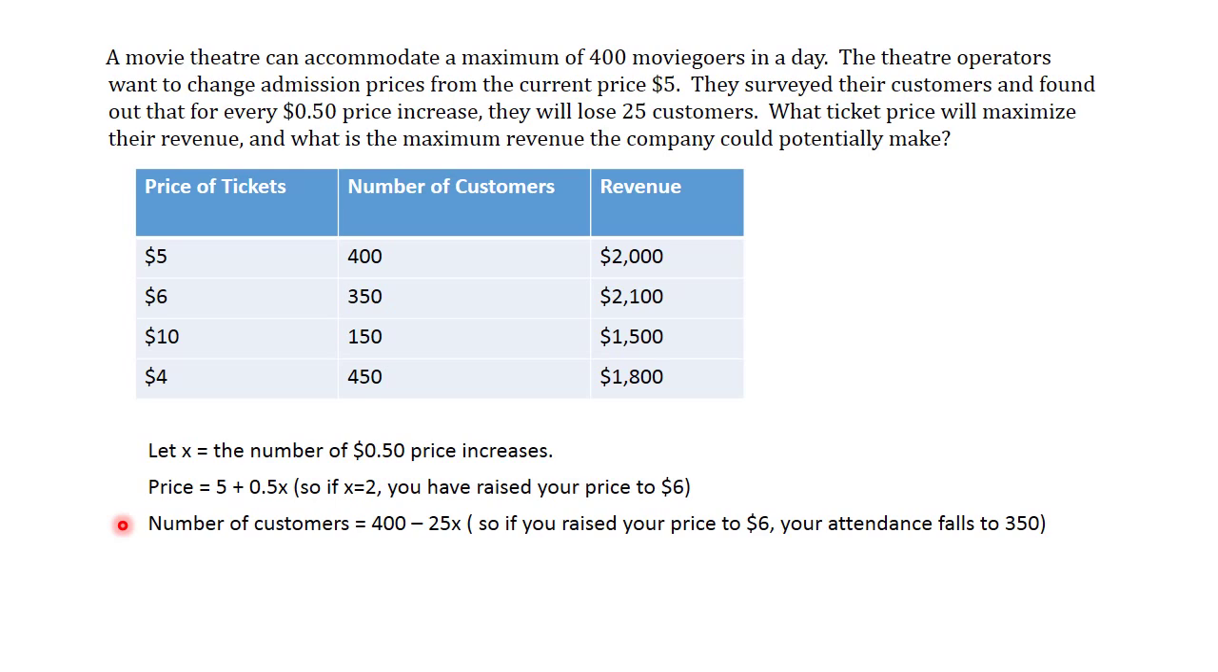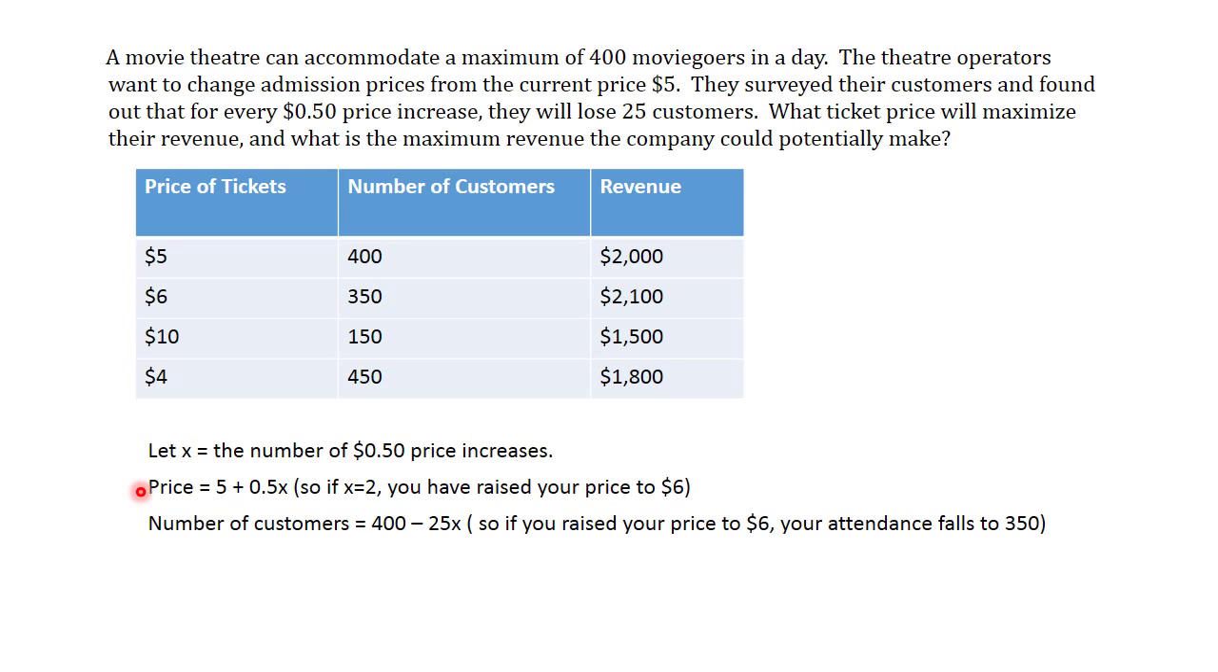So as your price goes up, your number of customers goes down. You're losing 25 every time you change this x by 1. So you change it by 50 cents, you lose 25. You change it by $1, which means 2 50 cents, it means you're losing 50 people, and so on. So that's why this is the number of customers equation, and that's why this is the price equation.